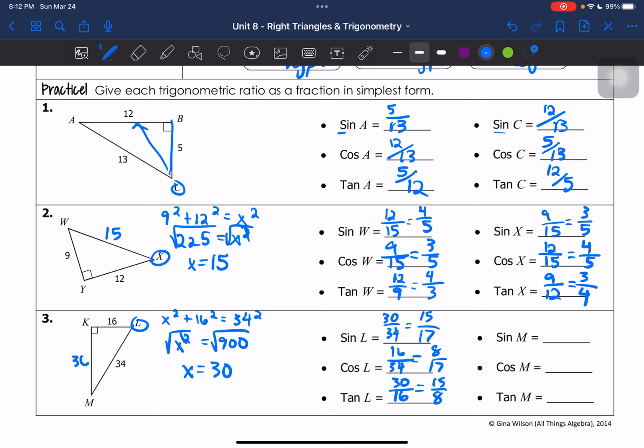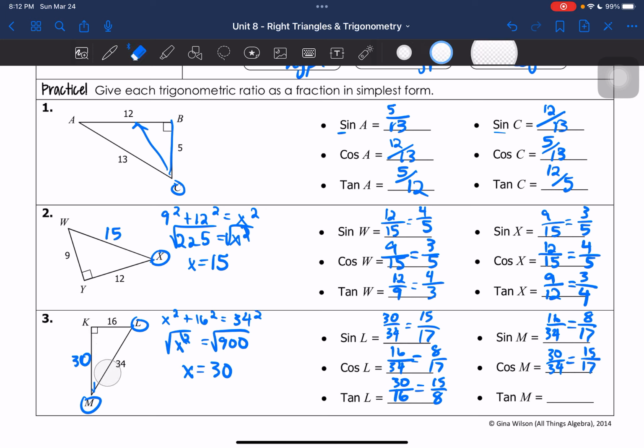Next, I'm going to focus on the other acute angle, which is angle M. So to find the sine, I need to do opposite over hypotenuse. So 16 over 34, that's going to simplify to 8 over 17. Next is the cosine, so I need the adjacent leg, which is 30, over the hypotenuse. So 30 over 34, that simplifies to 15 over 17.